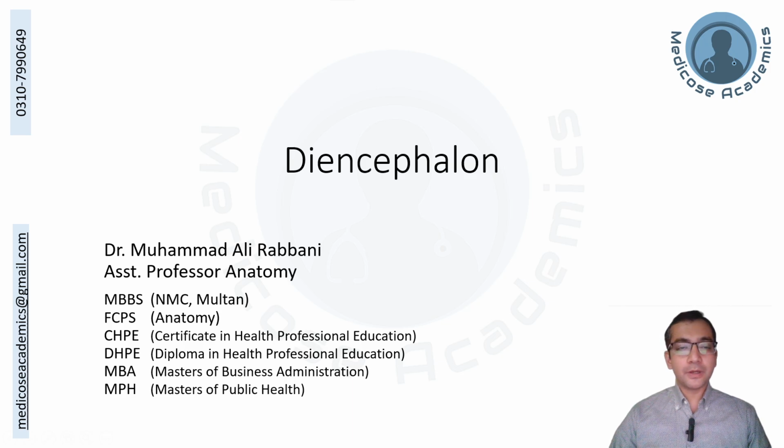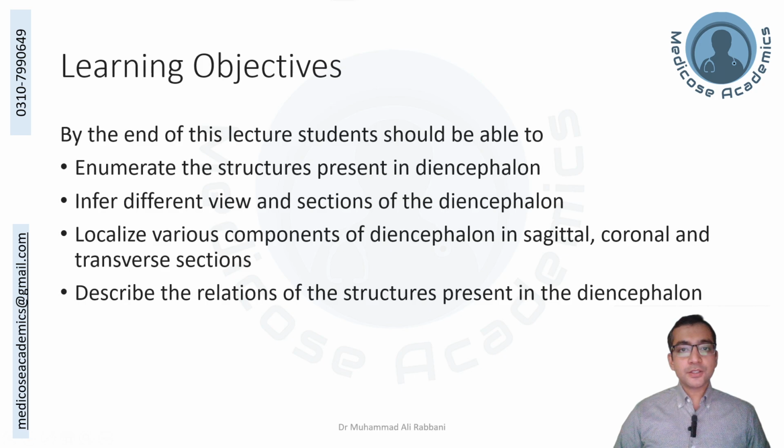I'm Dr. Muhammad Ali Rabbani, and today we are going to discuss the gross anatomy of diencephalon. In this lecture, by the end, you should be able to enumerate the structures that are present in diencephalon, infer different views, the sagittal, coronal, transverse views of diencephalon, look at various components in each of these sections, and describe the relations of structures that are present. This will be followed by lectures on thalamus, independent lecture, and hypothalamus.